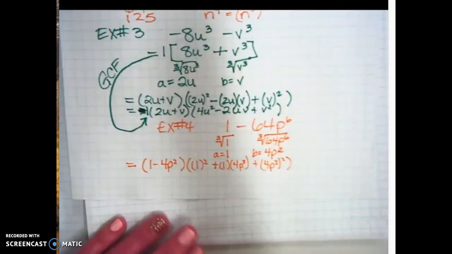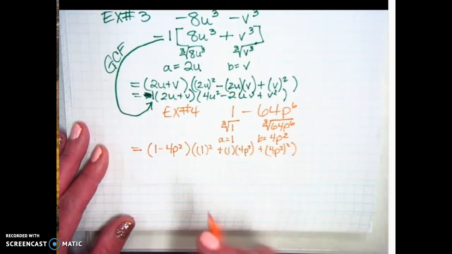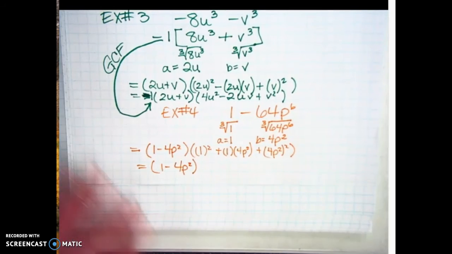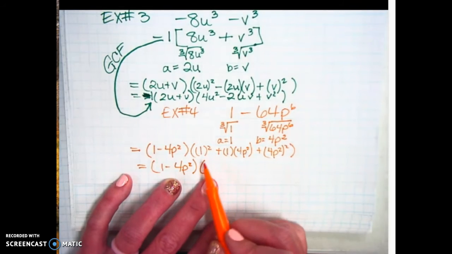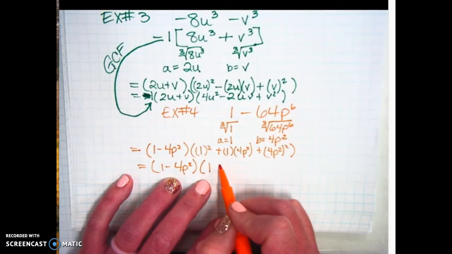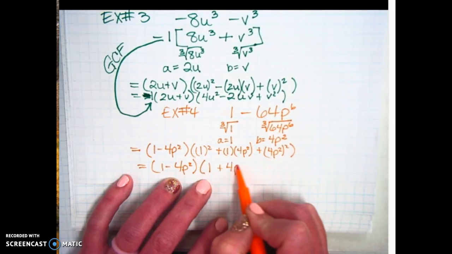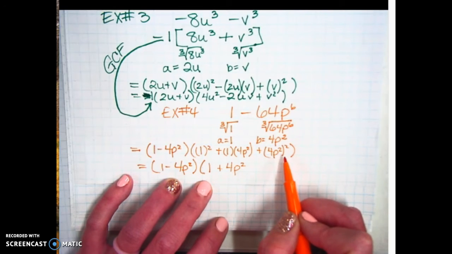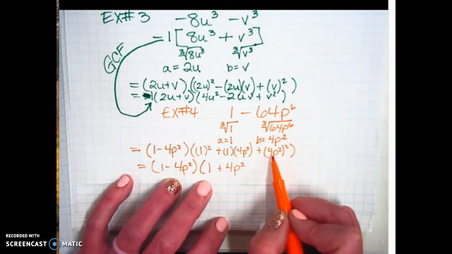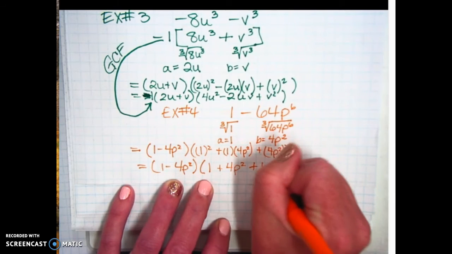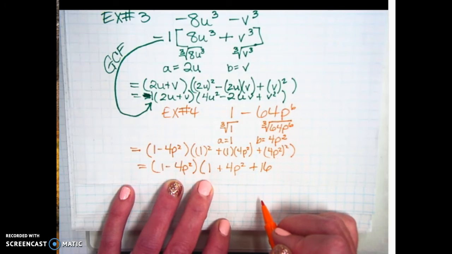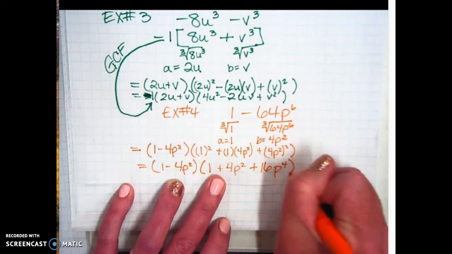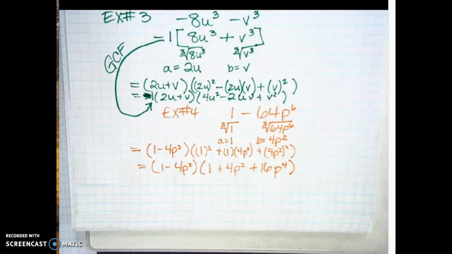All right. Now we can simplify and we'll be done. Okay. Binomial's good, already simplified. Now let's tackle that trinomial. So 1 squared is 1. 1 times 4p squared is 4p squared. And the only tricky one here is the 4p squared squared. So we need to square everything. What is 4 squared? 16. And what is p squared squared? p to the 4th. All right. Finish copying that down.